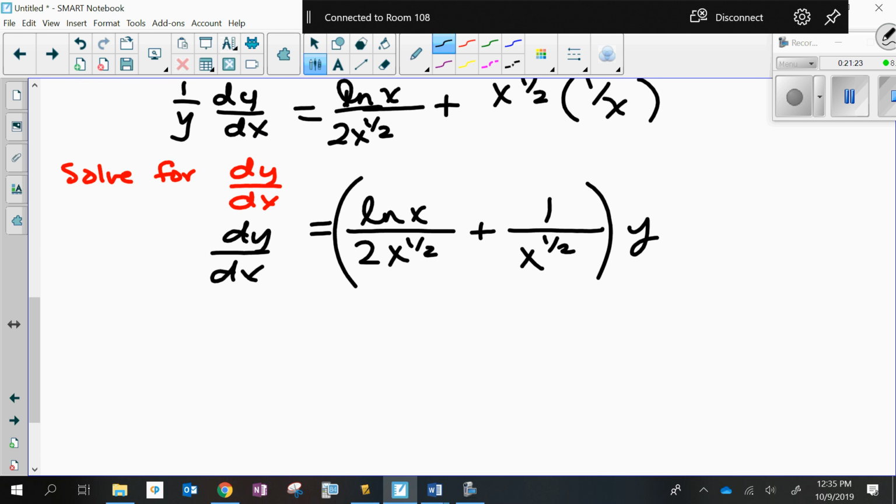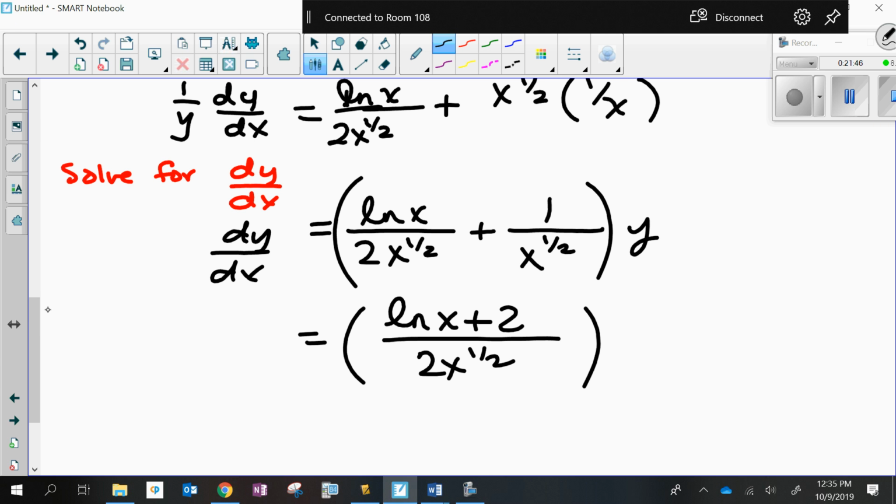Now, because our fractions are very similar, let's put them together. So my common denominator is 2x to the 1/2, and what's my new numerator? ln x plus 2. Now, really, what's y? x to the x. So put that back. There's your answer.